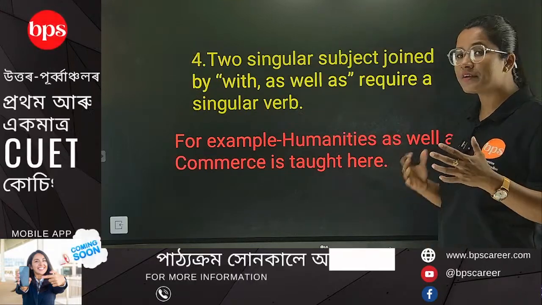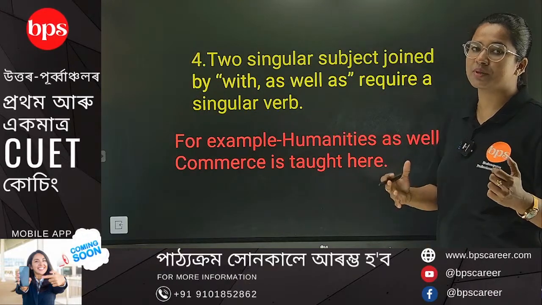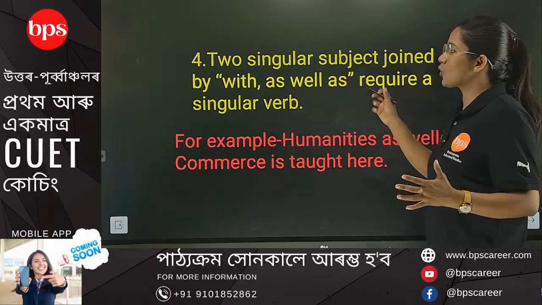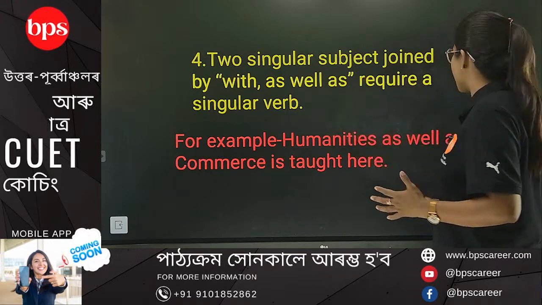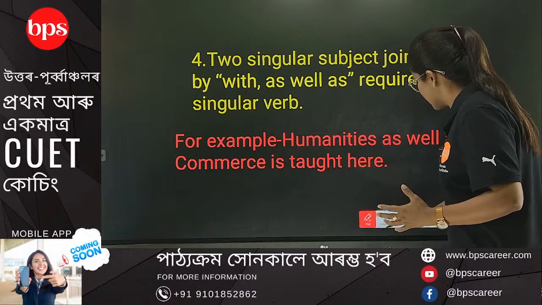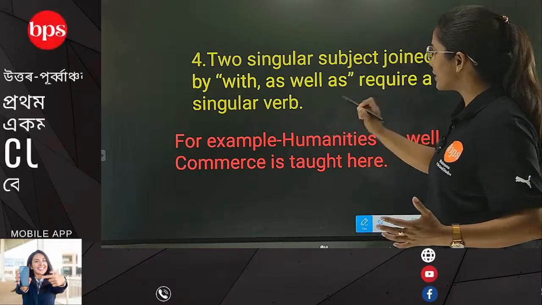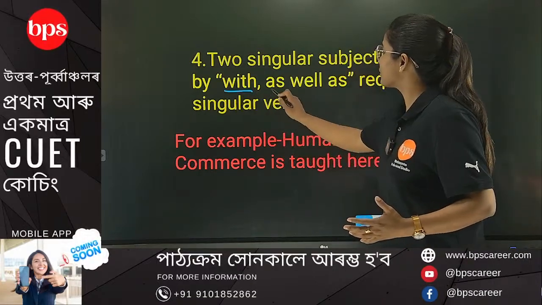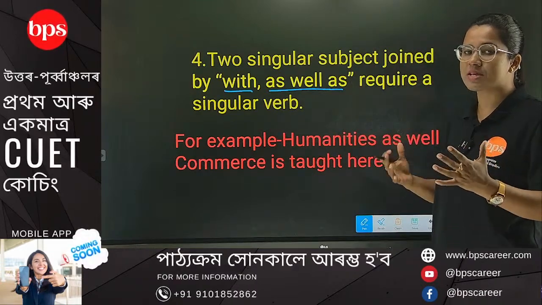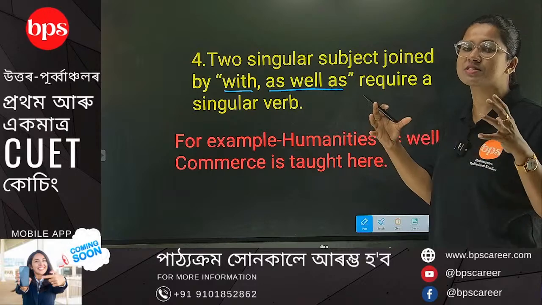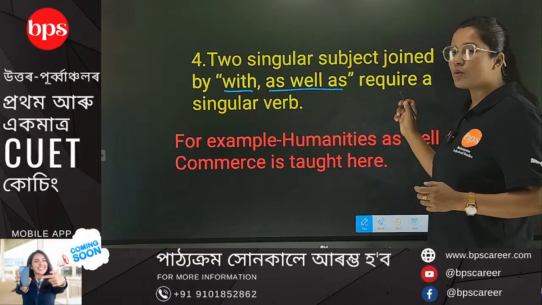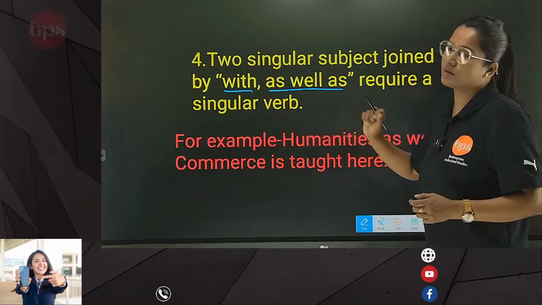Number 4. Here again is another concept related to singular and plural. Two singular subjects joined by "with" or "as well as". These are conjunction words where something is joined, related or associated. So what do they require? They require a singular verb.